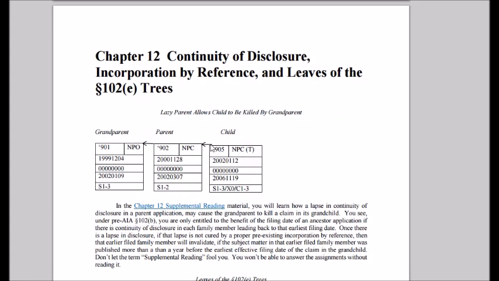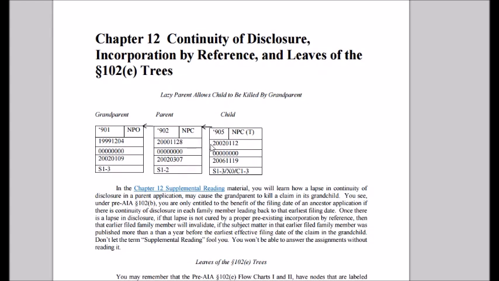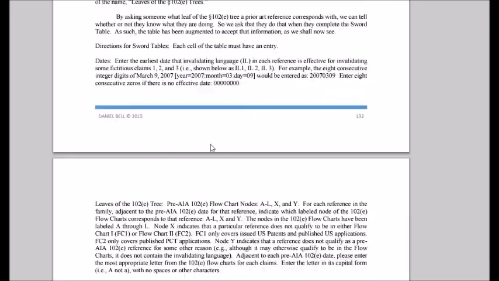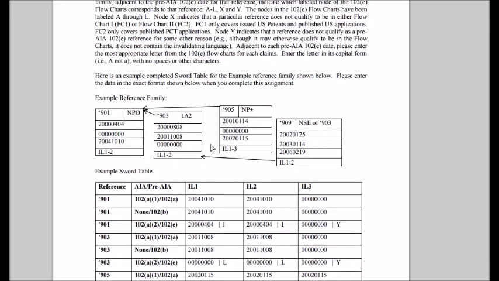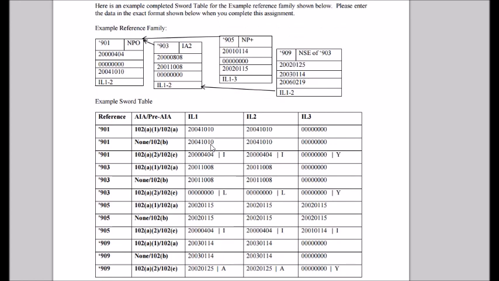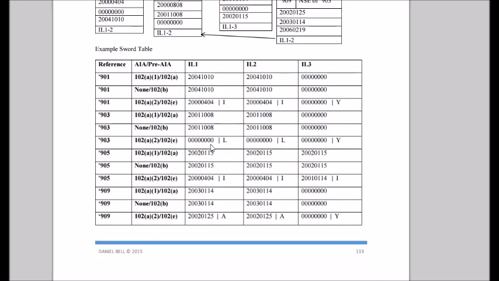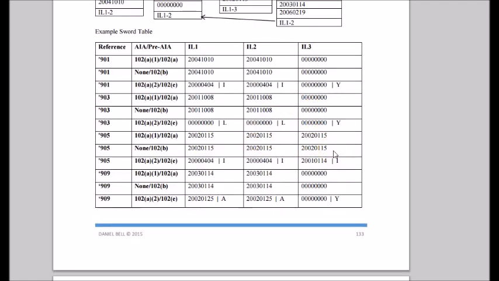And then we introduce concepts like continuity of disclosure, incorporation by reference, and then the leaves of the 102(e) tree, as the MPEP discussion of 102(e), which is, of course, a fairly difficult topic and fairly nuanced. And these are the leaves of the 102(e) tree, which I'll show you in a minute what I mean by that.